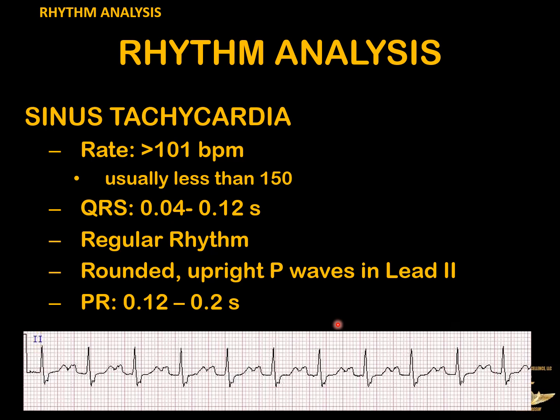Sinus tachycardia is almost never cardiac in origin, and it almost never requires a cardiac intervention like drugs or anything like that. You're usually treating whatever is causing that patient to have that secondary tachycardia, like the pain, the anxiety, or the fever.